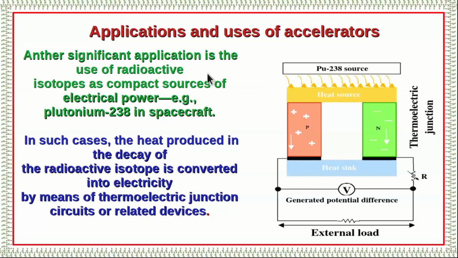Another significant application is the use of radioactive isotopes as compact sources of electrical power. For example, plutonium-238 is used in a spacecraft. So we have a schematic diagram which shows how this is utilized. We have the plutonium-238 source. These radiations are absorbed in a material, and thereby this will heat up one junction of the thermoelectric device, and that will produce a potential difference, and this can be passed through an external load.